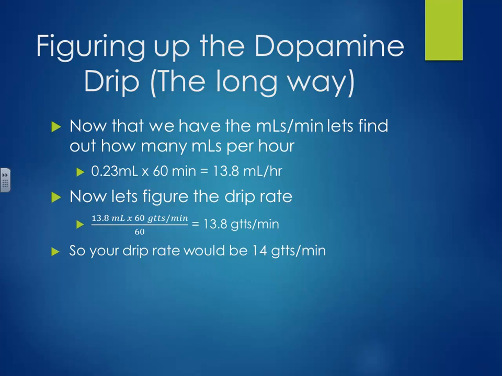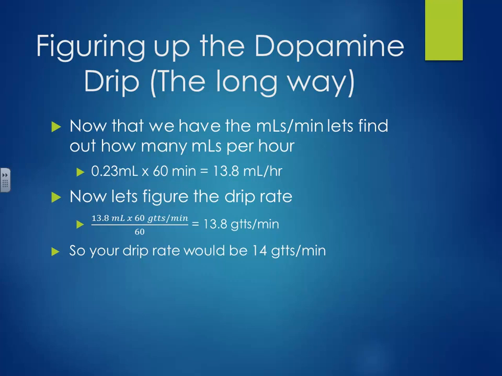So 0.23 times 60 minutes gives you 13.8 milliliters per hour. So if we were doing a drip rate, it would say the physician has ordered you to give 13.8 milliliters per hour. What is your drip rate? You multiply it times your 60 drip set, divide it by your time in minutes, which is 60, which gives you 13.8. All right? So your drip rate will be around 14.